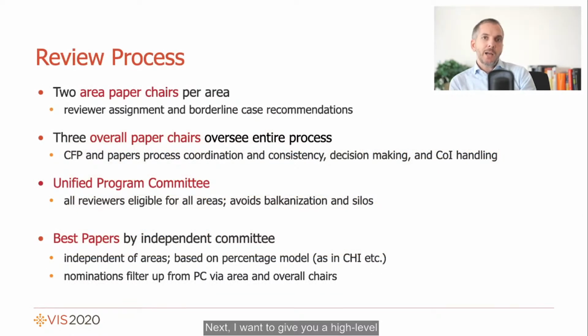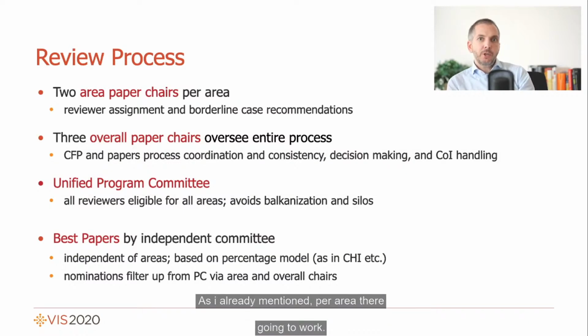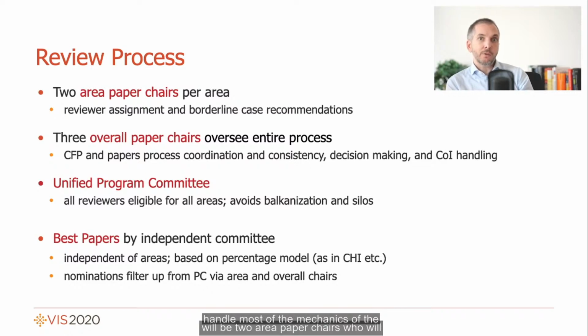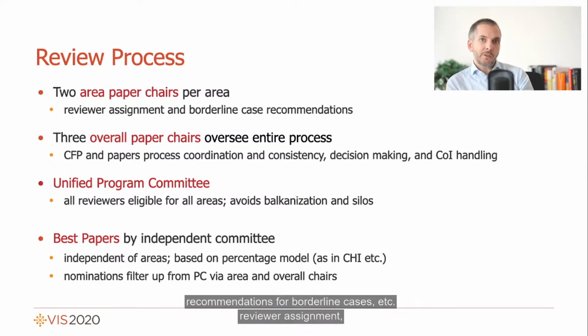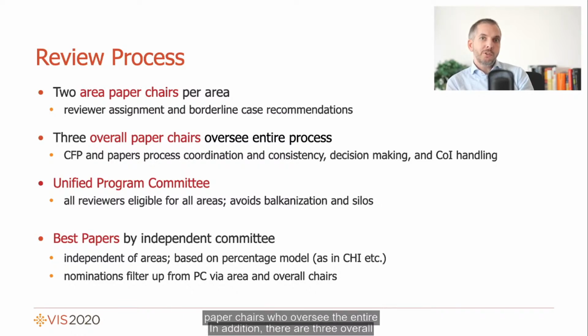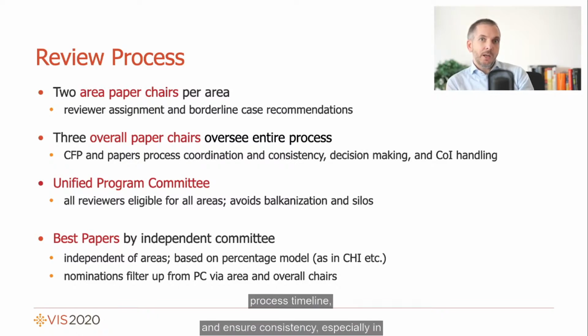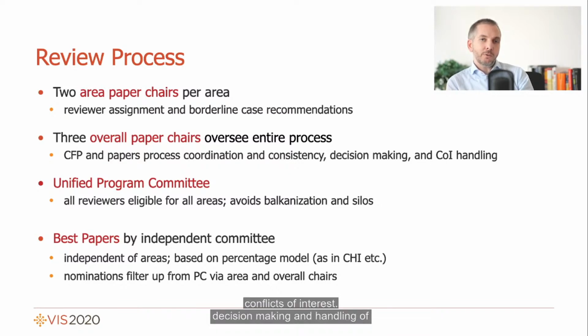So next I want to give you a high-level overview of the review process as it's going to work. As I already mentioned, per area there will be 2 area paper chairs who will handle most of the mechanics of the review process. That is, for example, plagiarism checking, reviewer assignment, recommendations for borderline cases, etc. In addition, there are 3 overall paper chairs who oversee the entire papers process. They will be responsible for coordinating the call for papers and the process timeline and ensure consistency, especially in decision-making and handling of conflicts of interest.